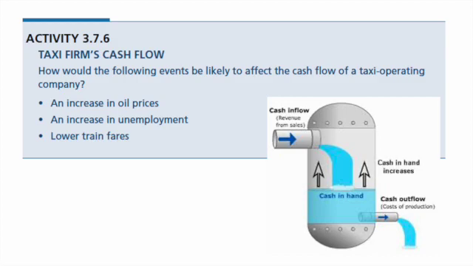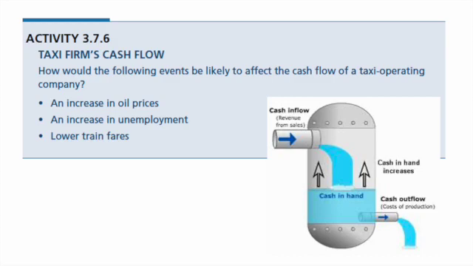Now, the last one, lower train fares. How do you think that is going to affect net cash flow? So the trains are a competitor in a way to our business. If people are going to go by train, take a train instead of a taxi, then more likely they're going to be affecting us negatively when it comes to our cash inflow. Basically, we're going to lose customers and our cash inflow is going to decrease.